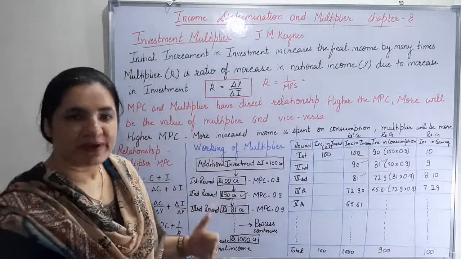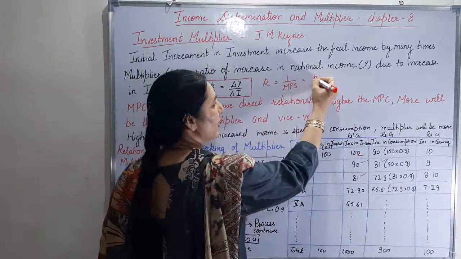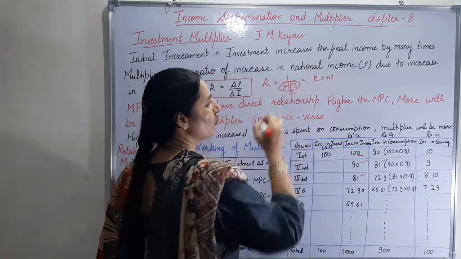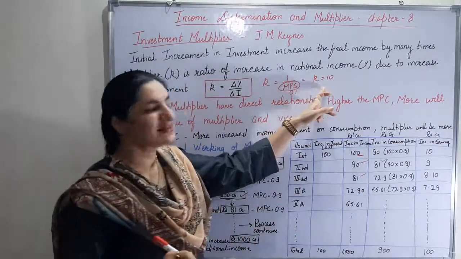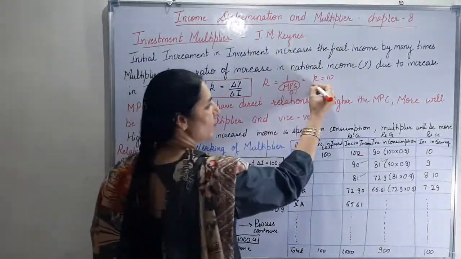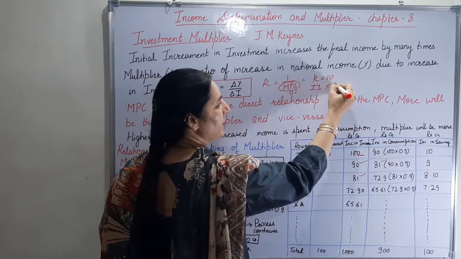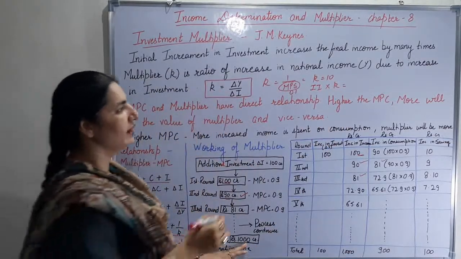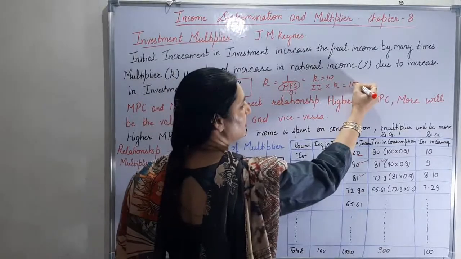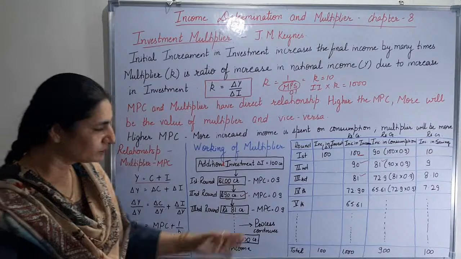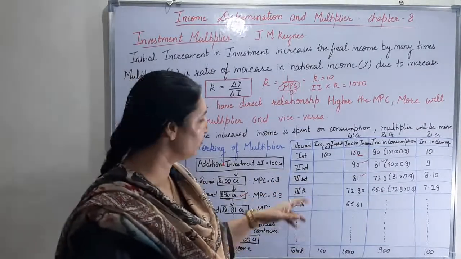So the value of MPS is 0.1, so k is equal to 10, as we have taken the value at 0.1. So the value of k is 10, that is, the multiplier is equal to 10. Initial investment multiplied by the value of the multiplier is the total increase in income, that is 1000, and this can be proved here. Let us see it in tabular format.